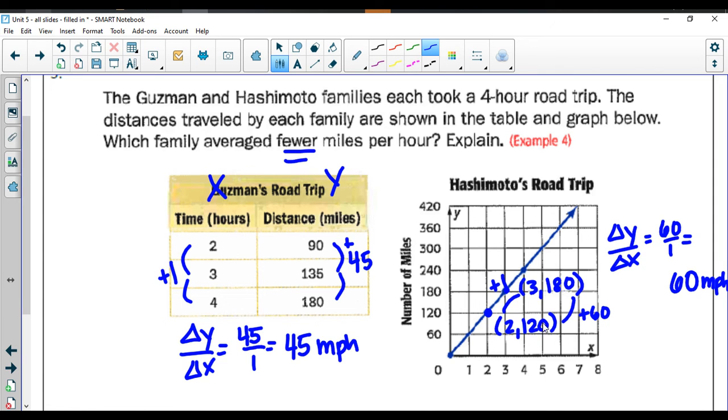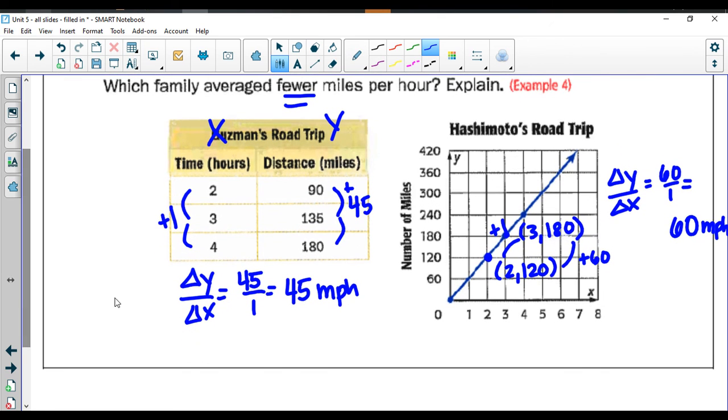It says which family averaged fewer miles per hour, and that would mean who's going slower, which would mean the Guzman family.